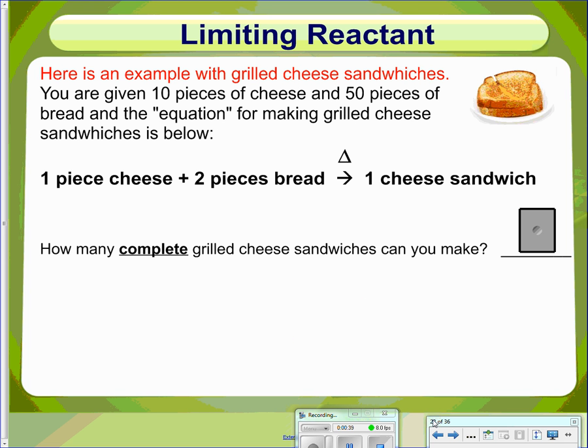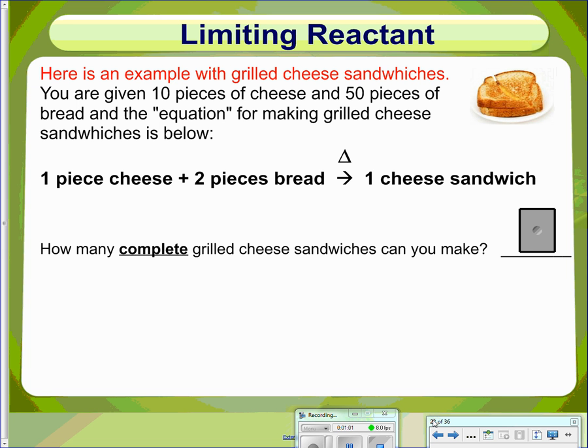Here's an example with grilled cheese sandwiches. Say that you're given 10 pieces of cheese and 50 pieces of bread, and the equation for making a grilled cheese sandwich is below. So we're saying here that you need 1 piece of cheese and 2 pieces of bread, and that will create a grilled cheese sandwich. The question is, how many complete cheese sandwiches can you make?